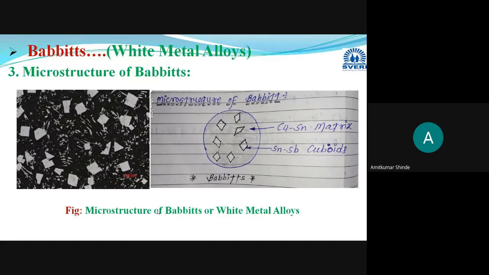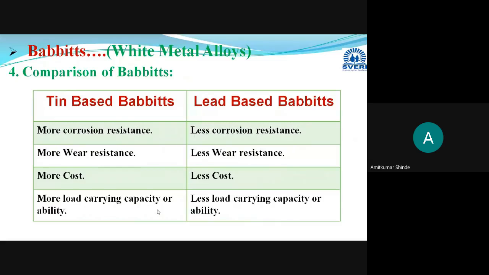Before the applications, first we will see the difference between the tin based Babbitts and the lead based Babbitts that we saw initially. What is the difference between their characteristics? The tin based Babbitts or tin based bearings will provide you better corrosion resistance, wear resistance and better load carrying capacity, but they will have higher cost.